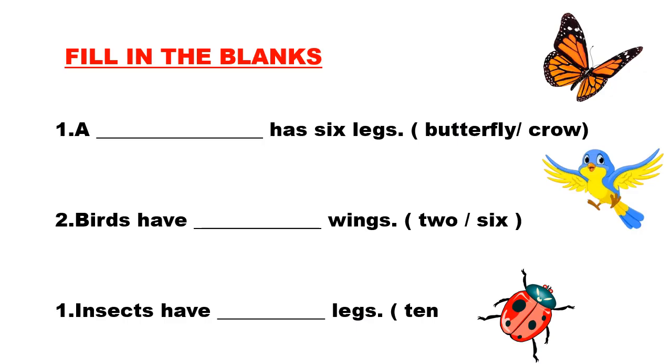All right, so here is fill in the blanks. First, a dash has 6 legs. Who has 6 legs? Butterfly or crow? Yes, butterfly. We learned in the previous concept that insects have 6 legs. So butterfly is also an insect. So butterfly.